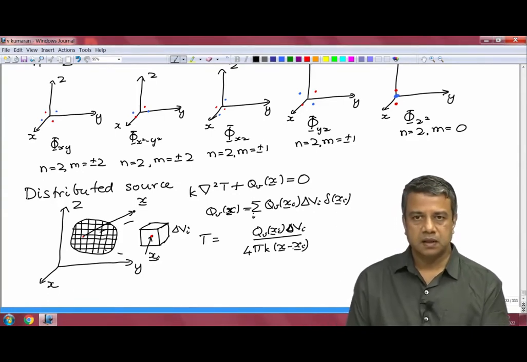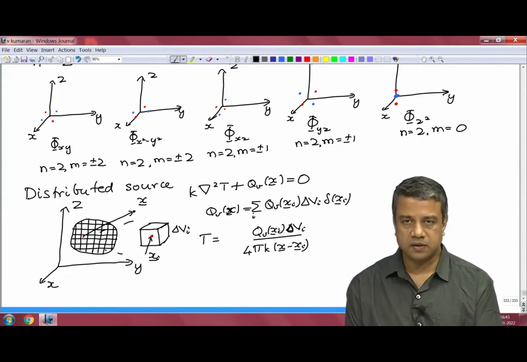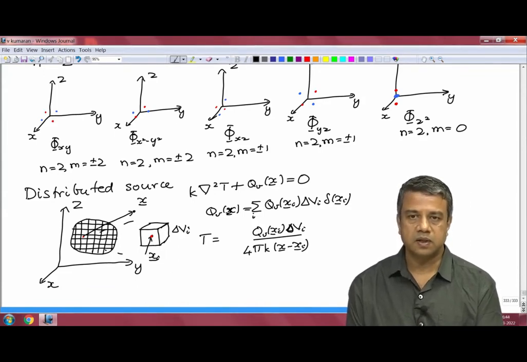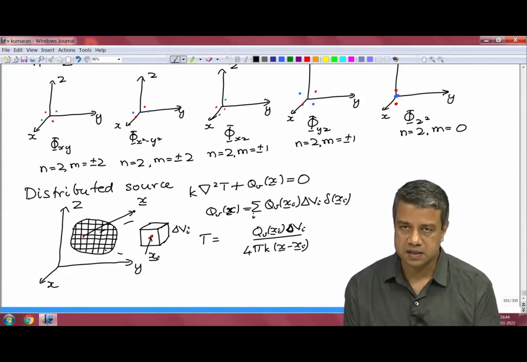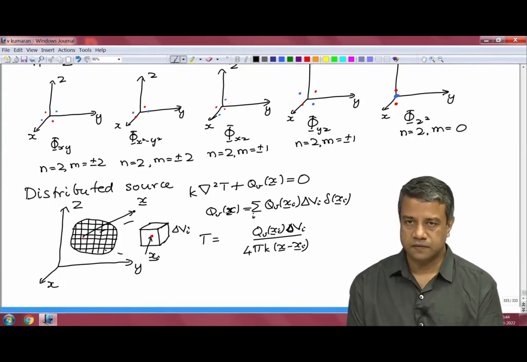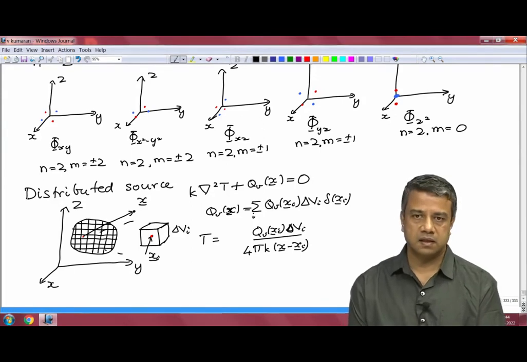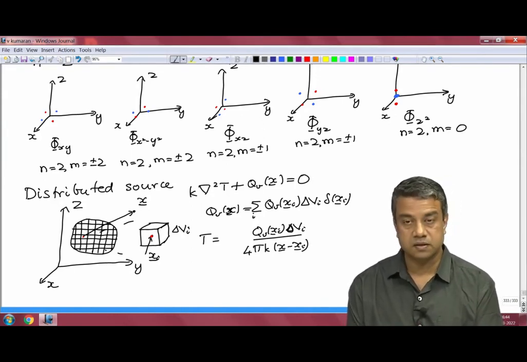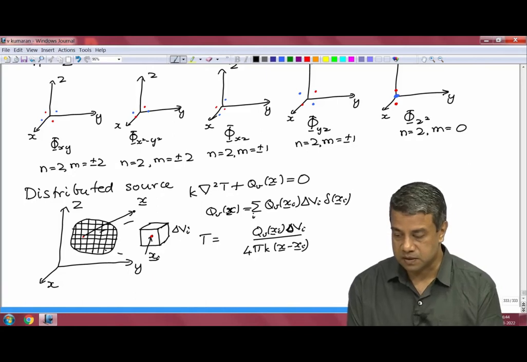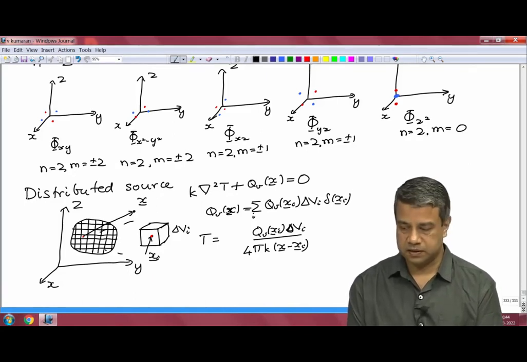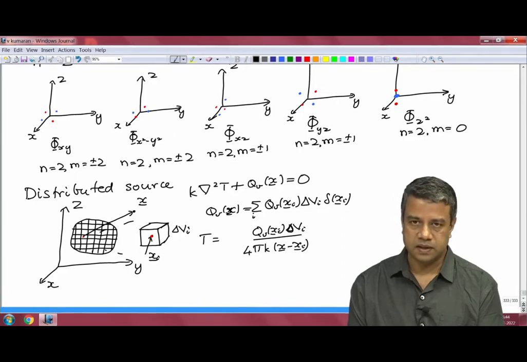This is the temperature at the location x due to a point source at the location xi, generating qv times delta Vi heat per unit time. This is the solution for the temperature field due to one of these point sources.